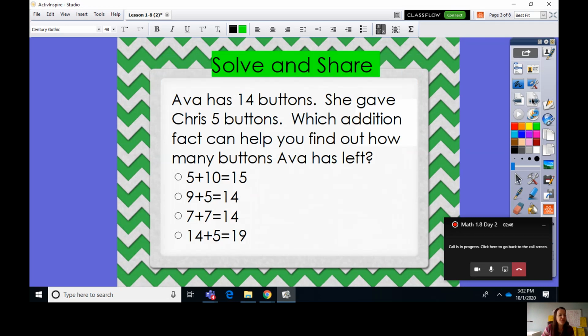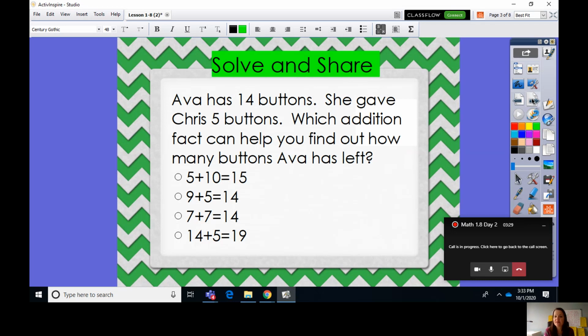Now, here's where I want you to grab your whiteboard. I want you to work on this problem with your whiteboard. Ava has 14 buttons. She gave Chris 5 buttons. Which addition fact can help you find out how many buttons Ava has left? Is it 5 plus 10 equals 15? 9 plus 5 equals 14? 7 plus 7 equals 14? Or 14 plus 5 equals 19? I'm going to read that again. You can pause here after I'm done reading and solve the problem.